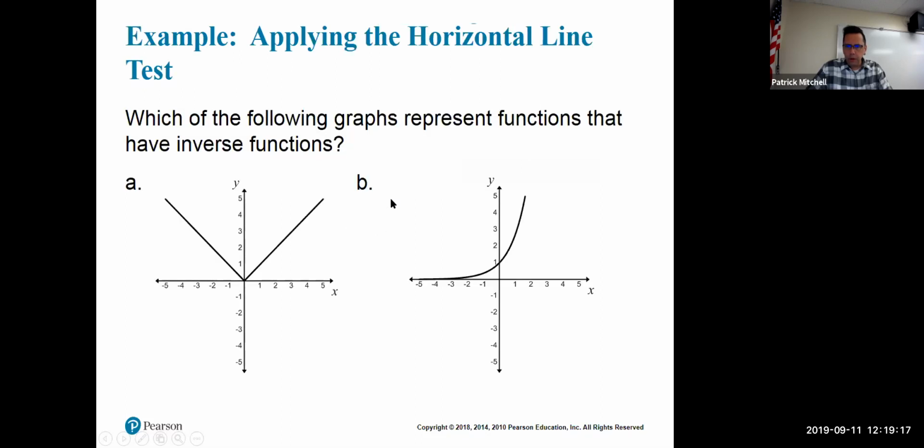Okay. So I have this example. Which of the following graphs represent functions that have inverse functions? So if I click here, I see that there is a horizontal line that intersects this graph in more than one point. And what that previous slide said is that means this function, it is a function because it passes the vertical line test, but it does not pass the horizontal line test, and that means that this function does not have an inverse. So let me show you why that is.